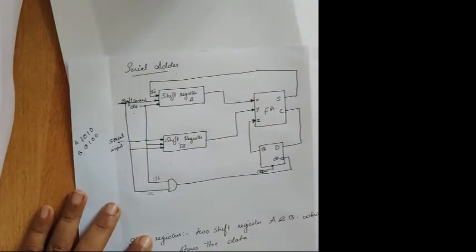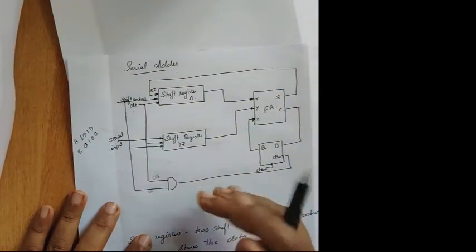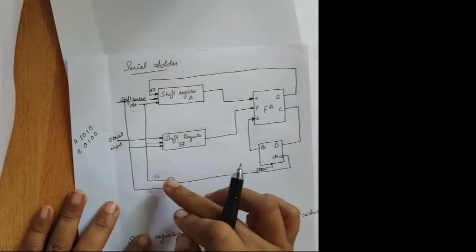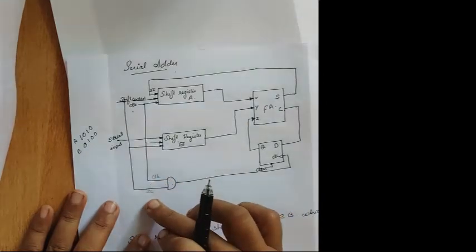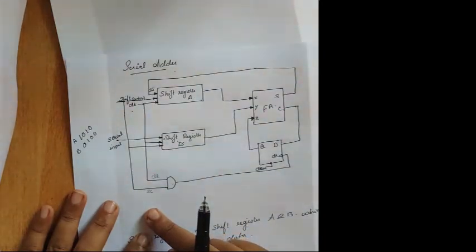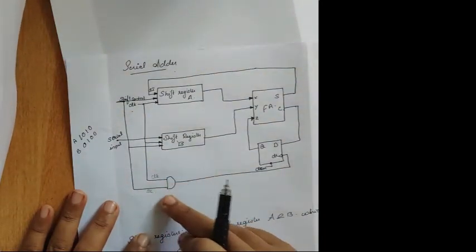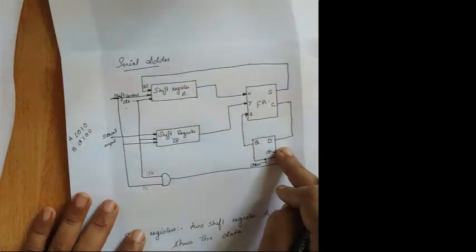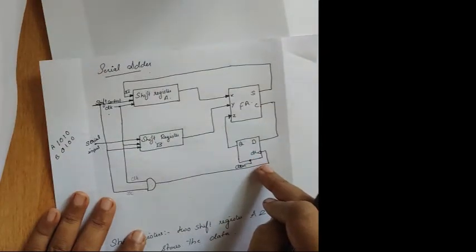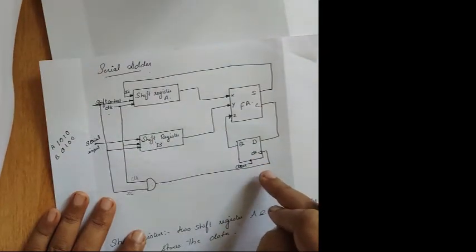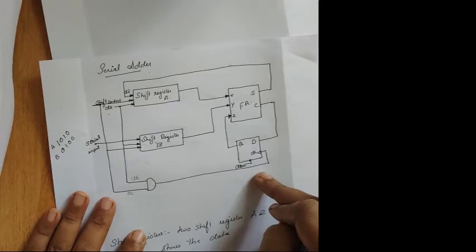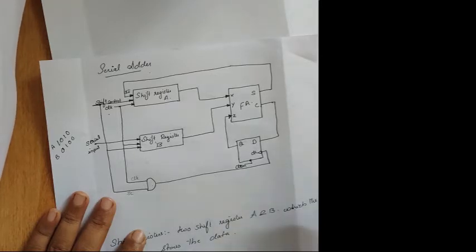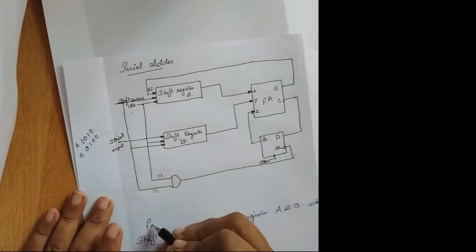Then you are having an AND gate over here. This AND gate is used to control. One input is a clock pulse, and another one is the shift control pulse. Whenever this is activated, the flip-flop works. This is a D flip-flop. D flip-flop is also called a data flip-flop, which is used to store 1 bit of data. So a flip-flop is there.